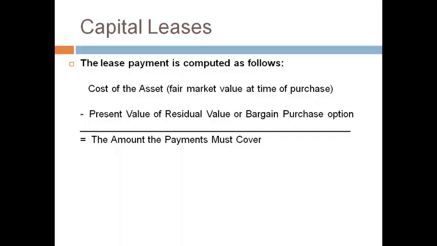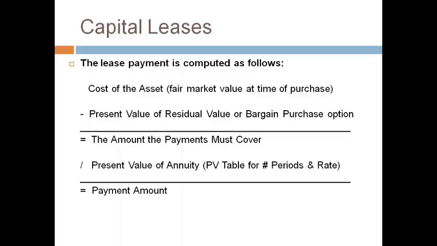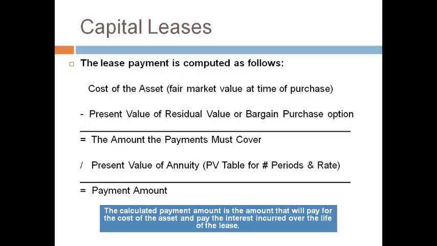This is the amount the lease payments will cover. Divide by the present value of an annuity factor, which adds the interest at the given rate, to get the total payment amount that will pay for the cost of the asset plus interest.